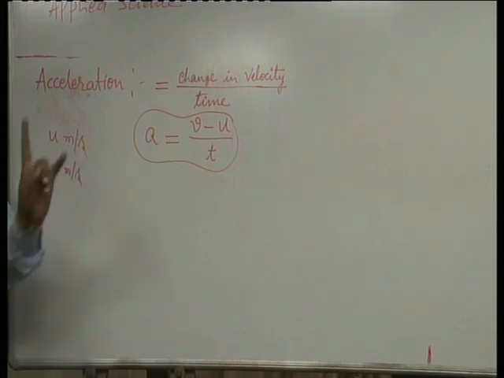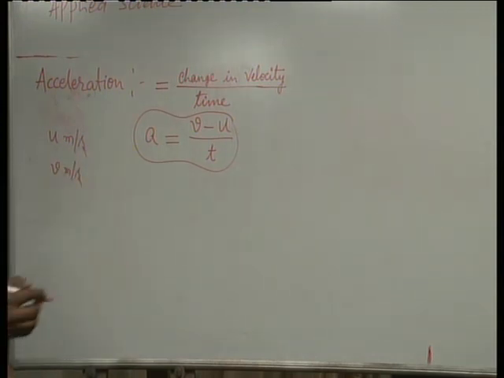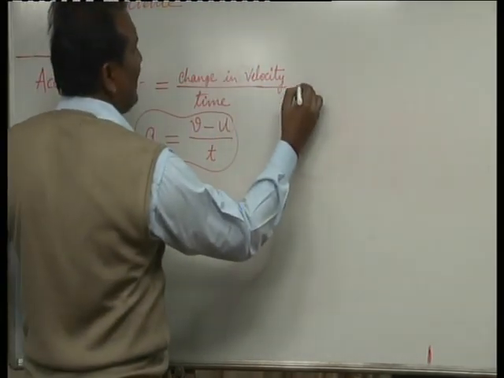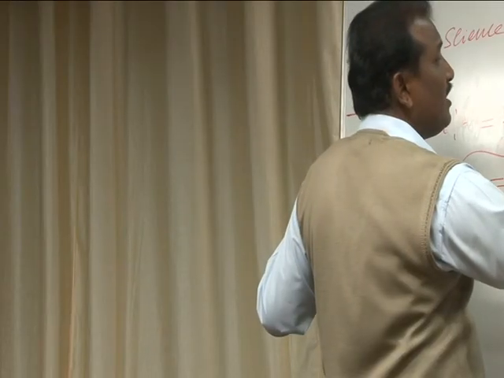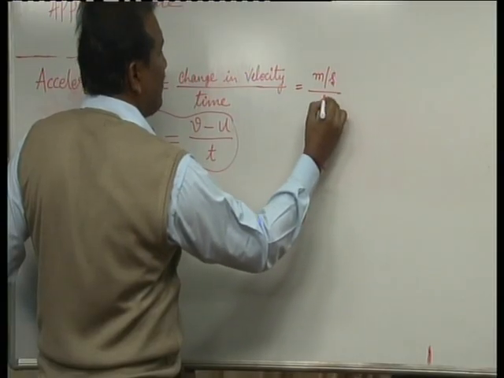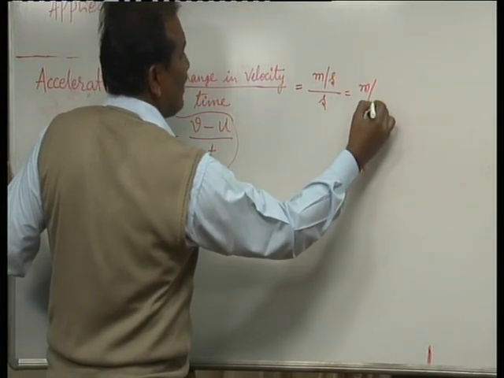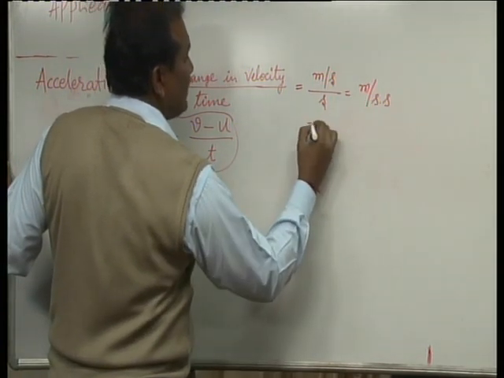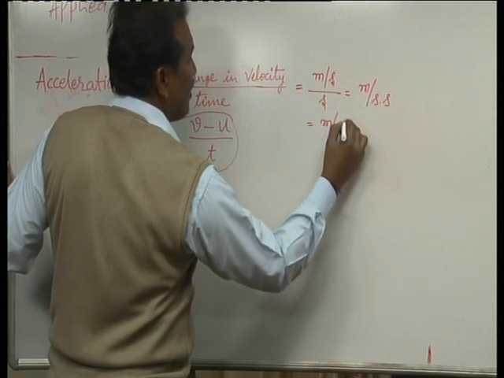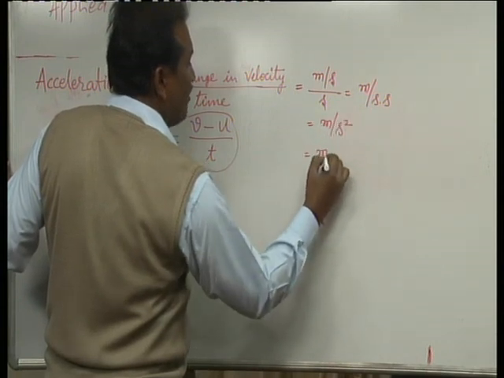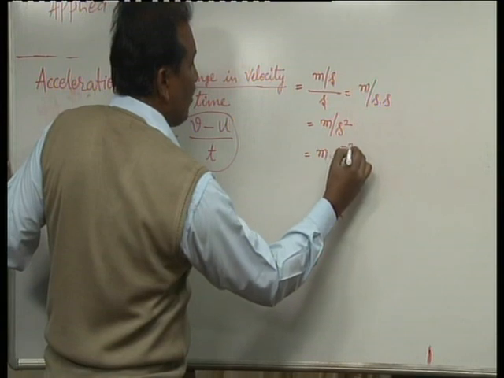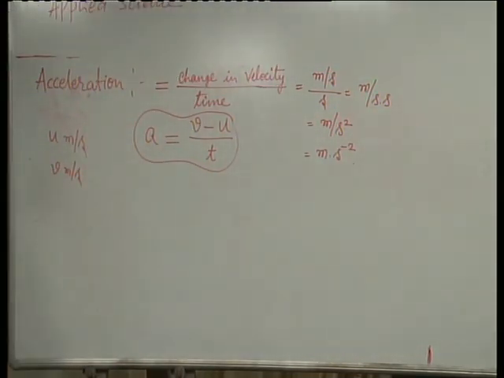So, the SI unit of acceleration: the change in velocity, whatever it may be, is velocity, meter per second, and again time is second. The denominator second goes with the other second, so you can say m by s square, meter per second square, or meter into second to the power of minus 2. It is the SI unit of acceleration.